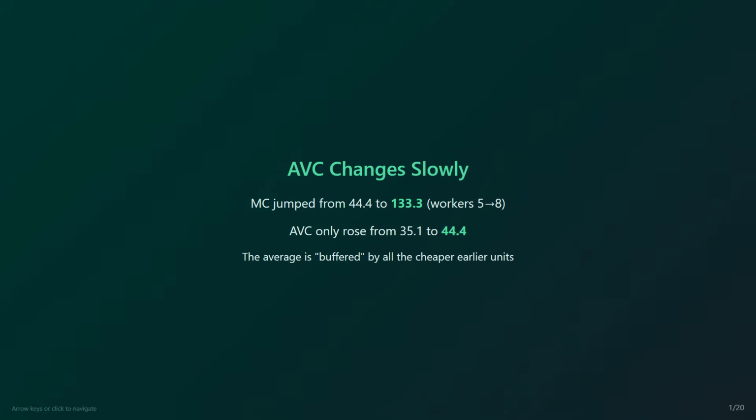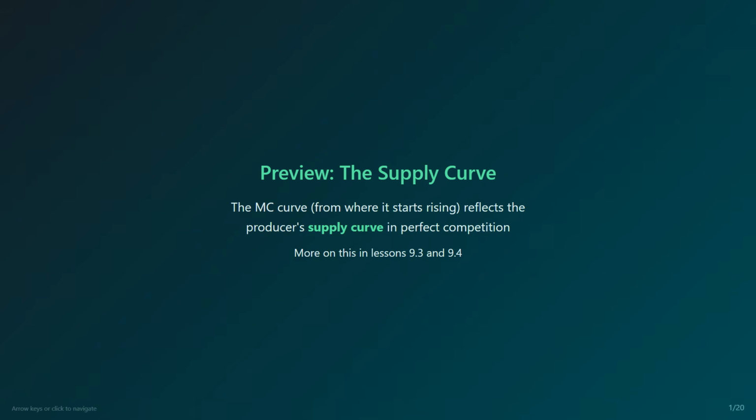It's also important to note that average cost changes more moderately than marginal cost. For example, from worker 5 to worker 8, marginal cost jumps from 44.4 to 133.3, almost tripling. But average cost only rises from 35.1 to 44.4, a much more moderate increase. This happens because the average includes all previous units that cost less, so it smooths out the impact of the high marginal cost.